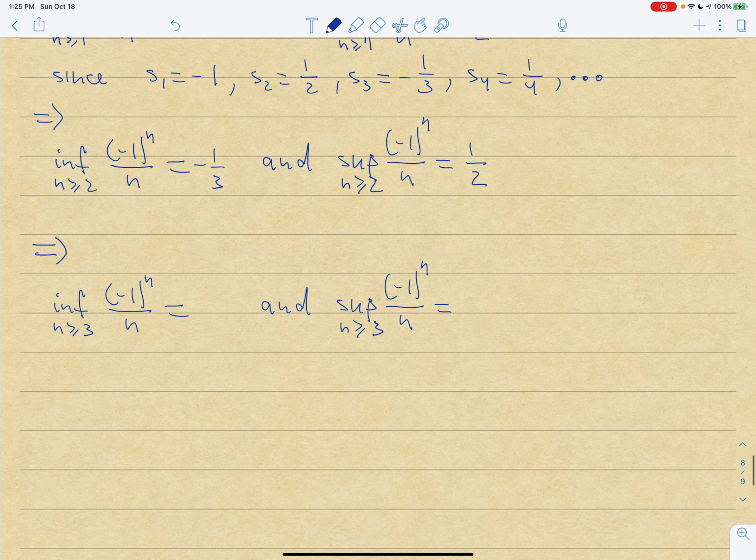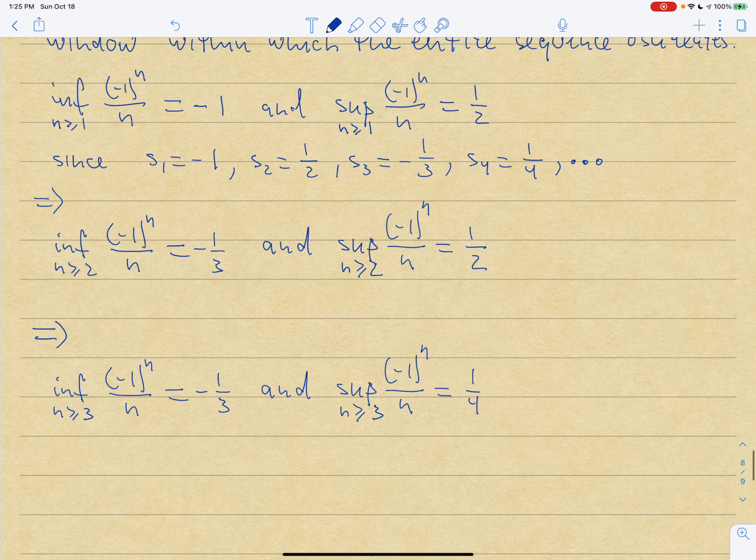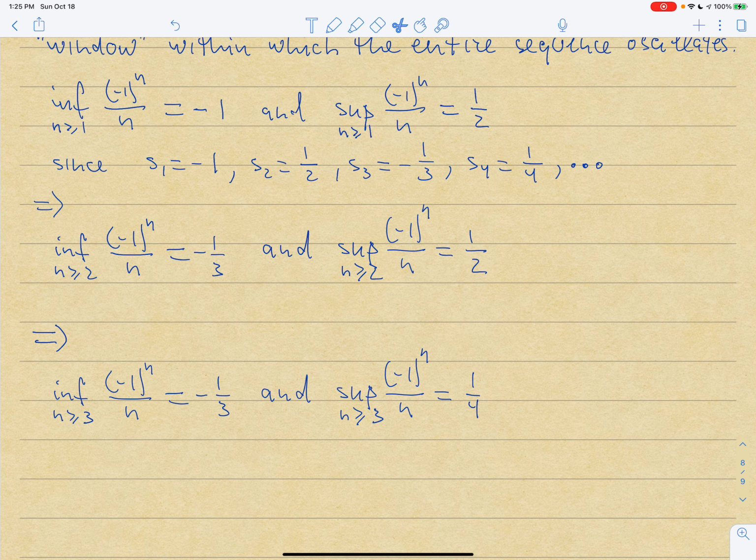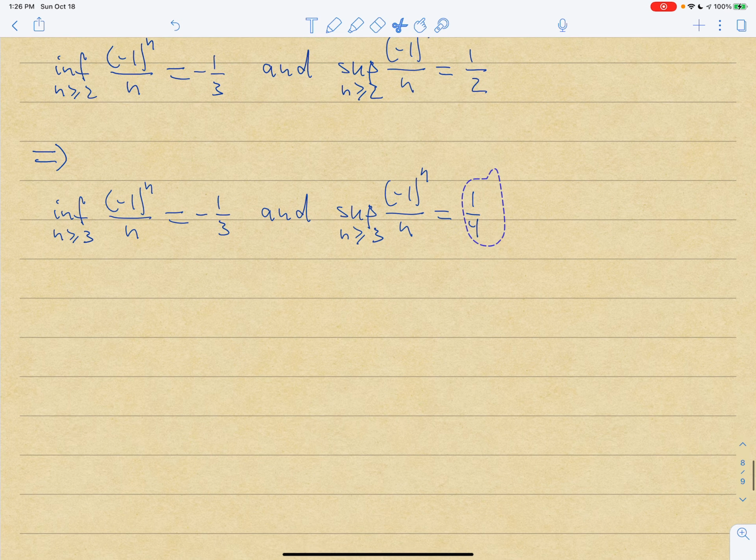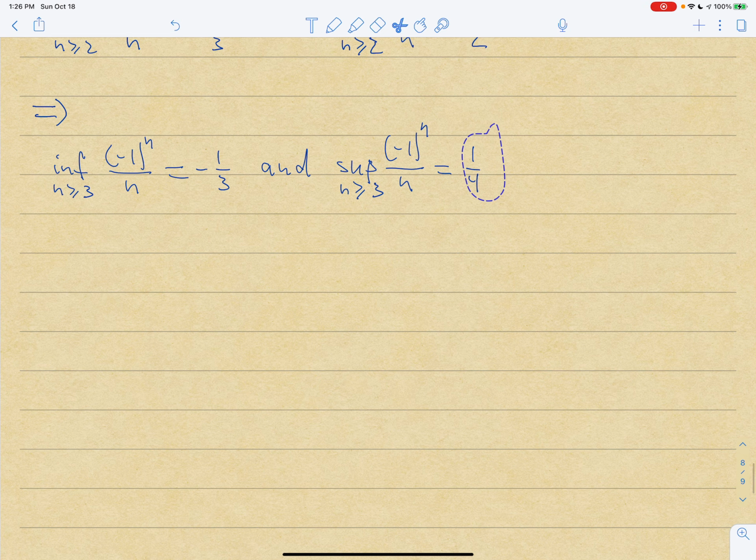So -1/3, and this guy is 1/4. So that means that if I look at my sequence after I remove the first two elements, then I will see that the sequence is going to be oscillating between -1/3 and 1/4. When I look at the sequence starting from the first element, the window of oscillations was from -1 to 1/2. So now it is from -1/3 to 1/4. And I can continue doing exactly the same thing.